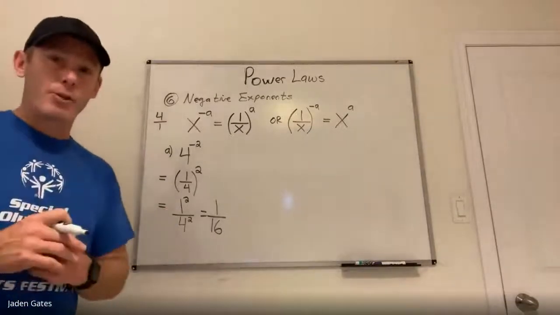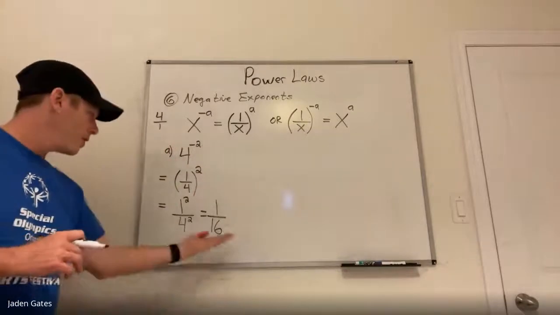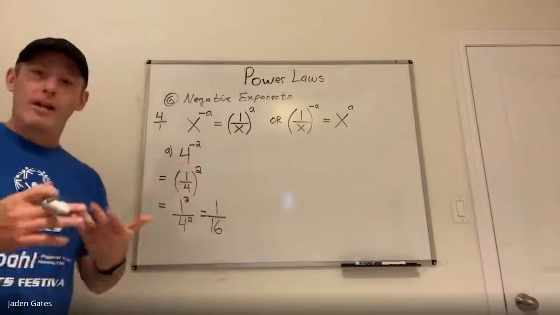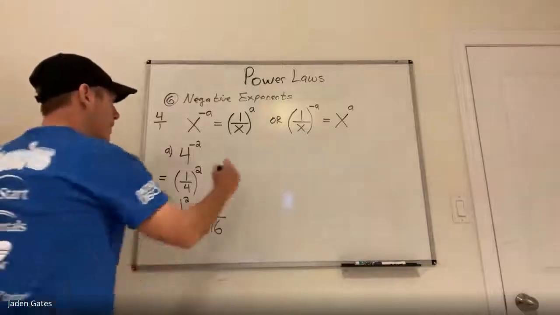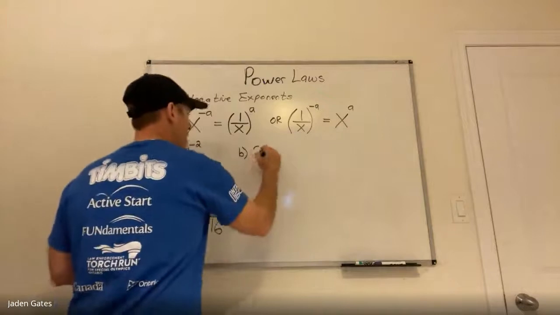So that's something you need to be able to do for the tests and quizzes, is not just type this into your calculator and get a decimal. I will want a rational or a fraction. All right, B, let's try another one of those guys. 2 to the negative 5.